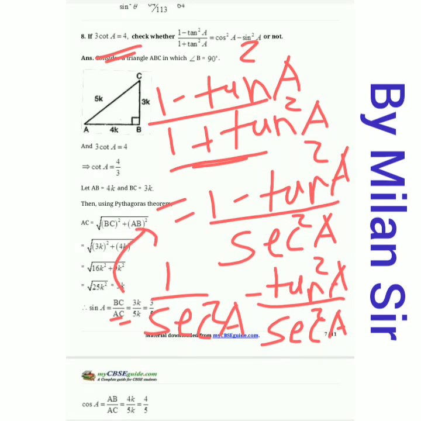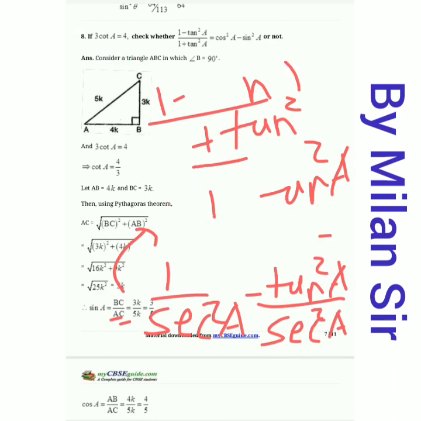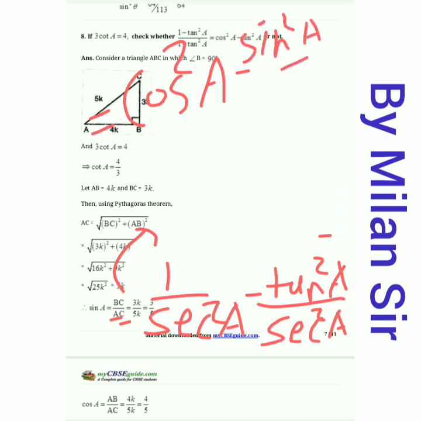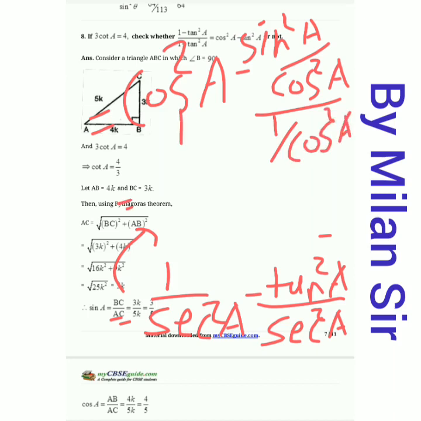Because these two are same, we can give separate denominator. Okay, then 1 upon sec square A. Inverse of sec is cos. So we can write 1 upon sec square A is equal to cos square A. Then tan square A. Tan square A means sin square A upon cos square A. And sec is inverse of cos. So in place of sec square A, we can write 1 upon cos square A. Right? So cos square A is as it is.